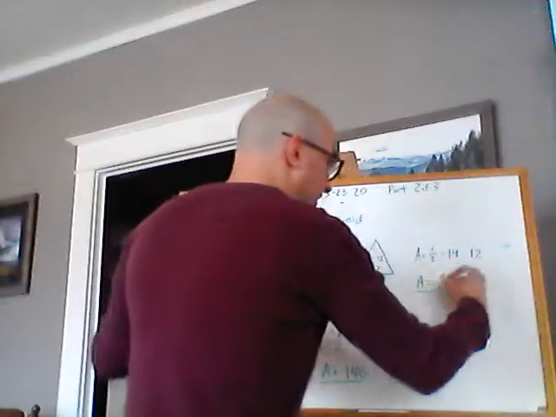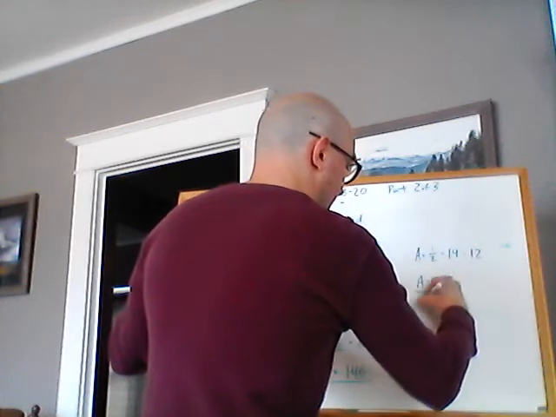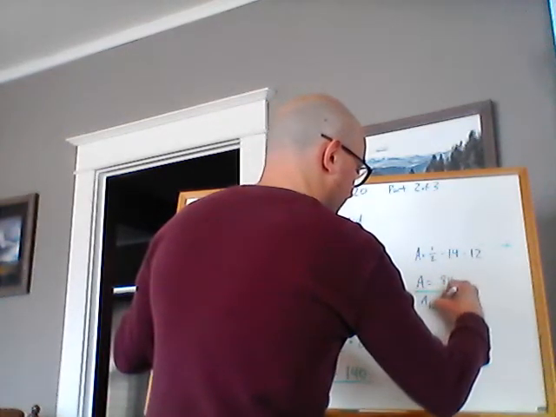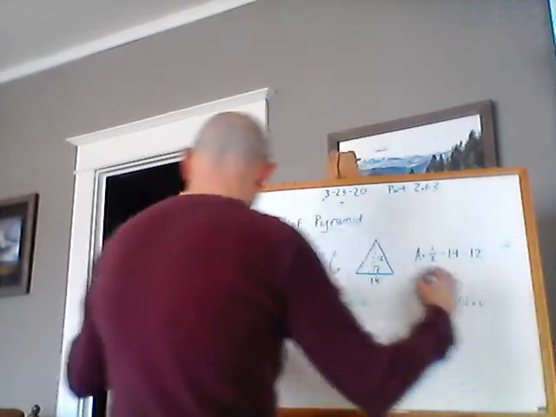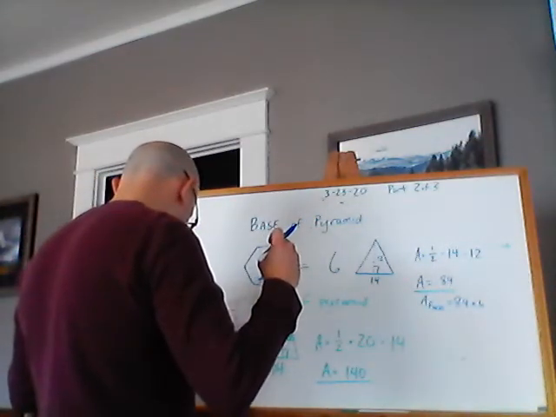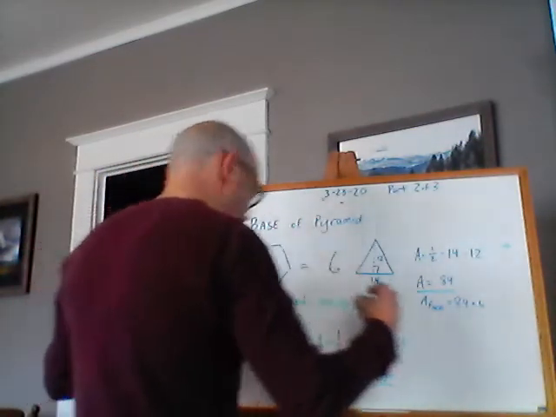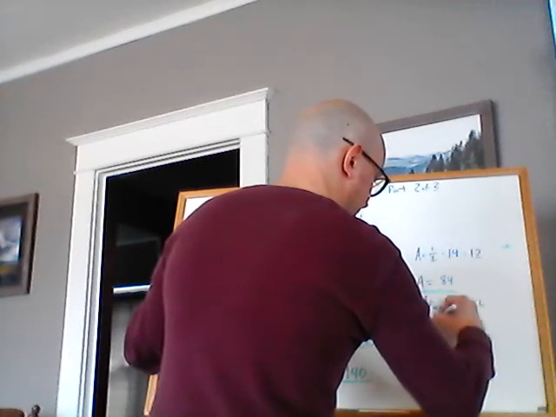So I multiply 84, and I'm going to write it like this. Area of face equals 84 times 6. And 84 times 6 is 504. That's the area of the face.